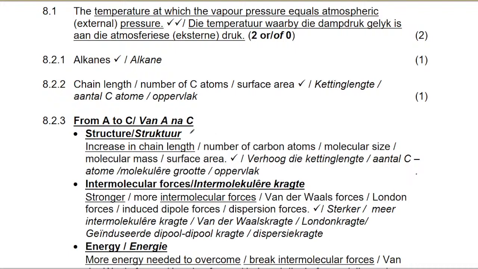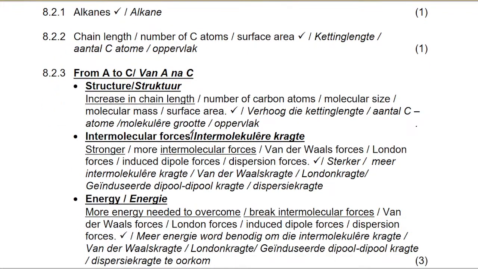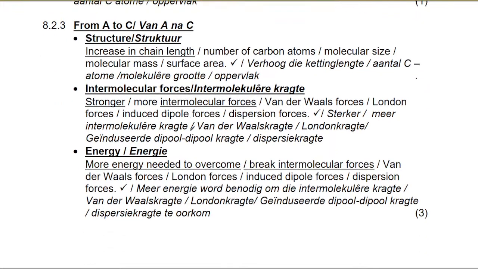Firstly, from A to C, there is an increase in the chain length. So the number of carbons, or the molecular size, or if the learner says the surface area is increasing from A to C, then we are going to award that 1 mark.